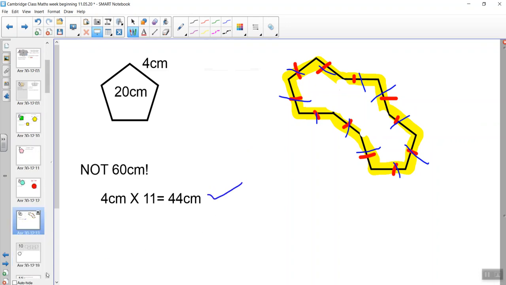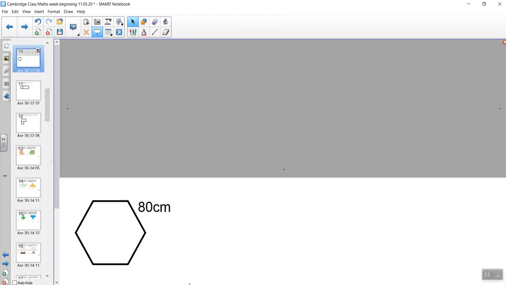Correct. So we're going to use the same skill now, and you're going to try the next question for me. So I've got a hexagon here, that's a shape with 6 sides, and it's a regular hexagon. So all the sides are the same length, and the length of one side is 80 centimetres. So each side has a length of 80 centimetres. I'm going to show you a shape. You're going to pause the video and see if you can work out the perimeter of the shape. Here you go.